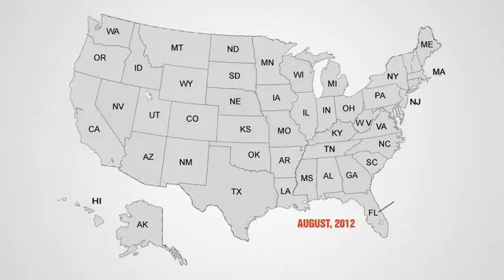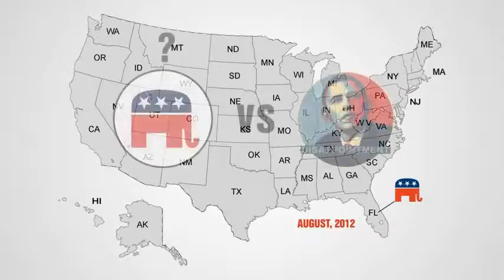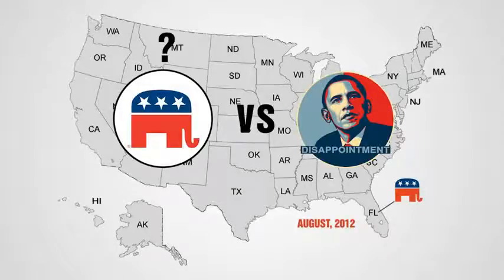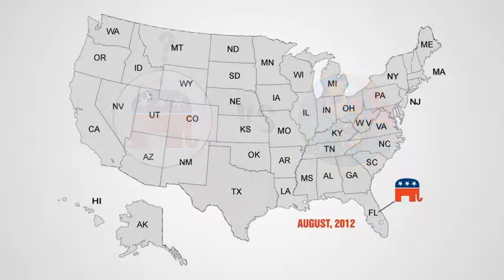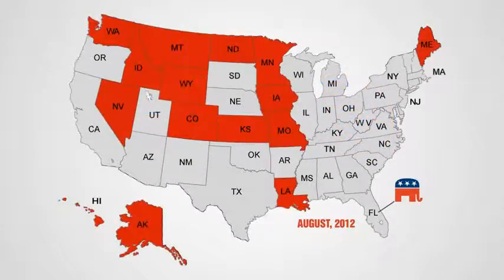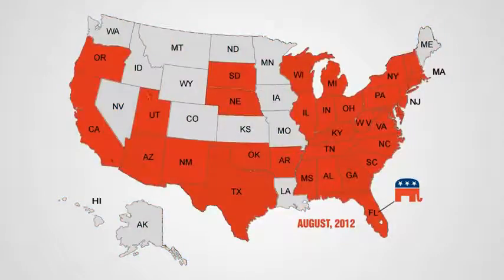In August 2012, the Republican Party will hold a national convention in Florida in which delegates will officially vote for a Republican nominee to run against Barack Obama. Each state has its own process for electing these delegates, either through a caucus system, as in these states, or a primary system, as in these states.